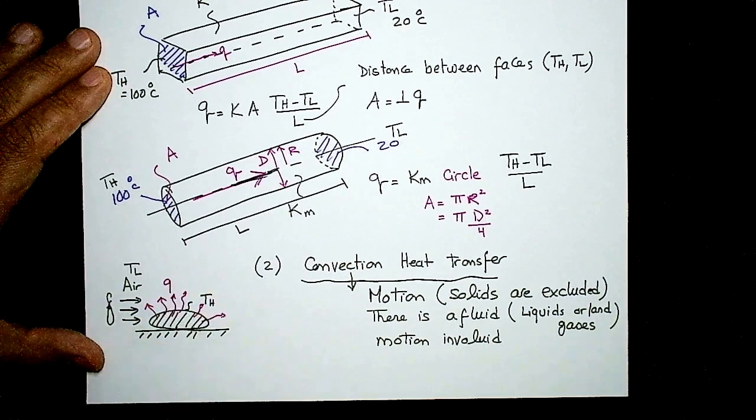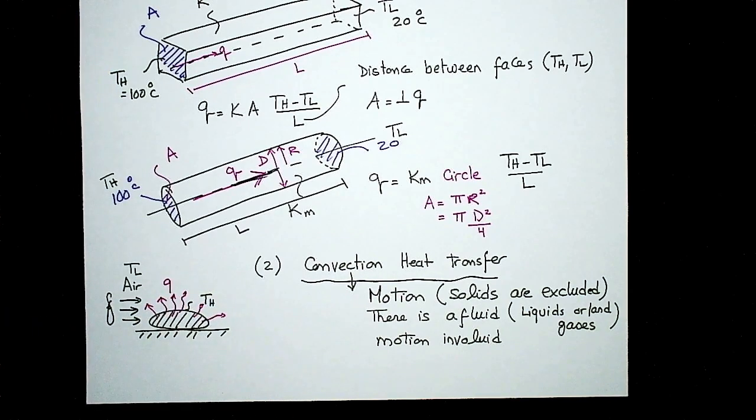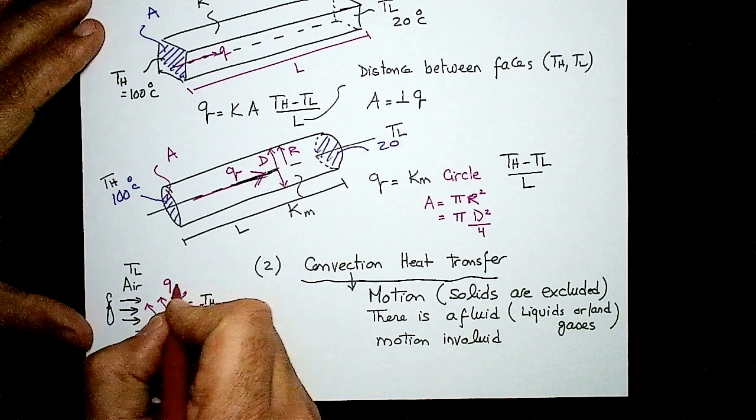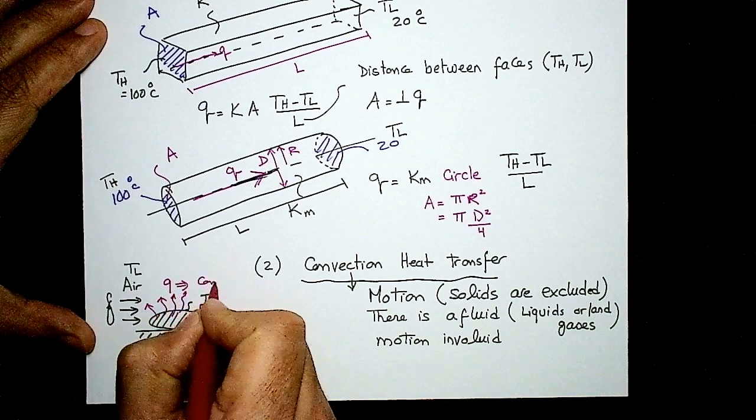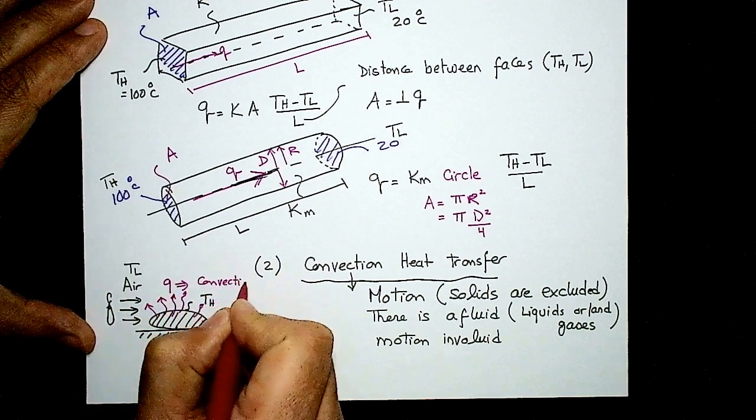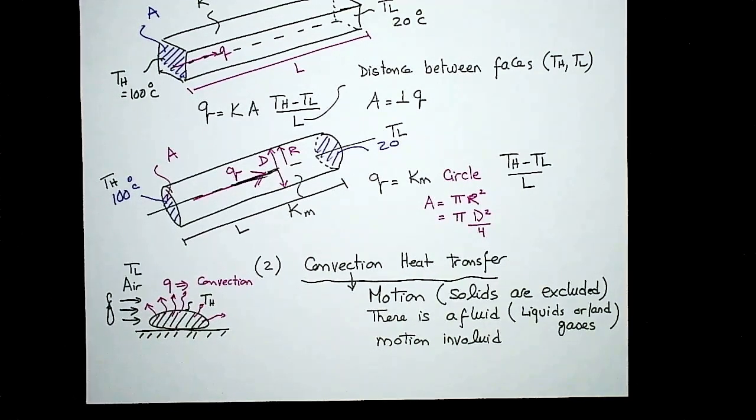This is Q. Okay, now Q will transfer from a solid surface to a fluid, which is gas in this case, which is air in motion. So we know that Q will go by convection mechanism because I have a moving fluid involved in.